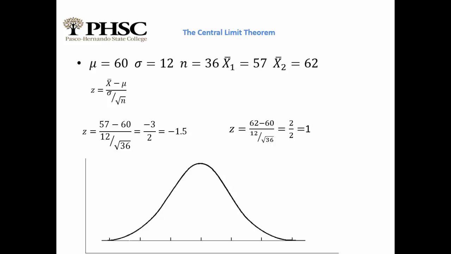Now, finding the z-score for each of these, we're finding the probability that negative 1.5 is less than z, less than 1. So what is the probability of those two? For the first z-score, we get 0.4332. For the second z-score, we get 0.3413. Together, we get 0.7745, or 77.5%, rounded to one decimal place. So 77.5% of these smoke alarms will have a lifetime of between 57 and 62 months.